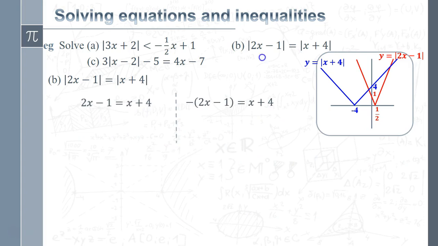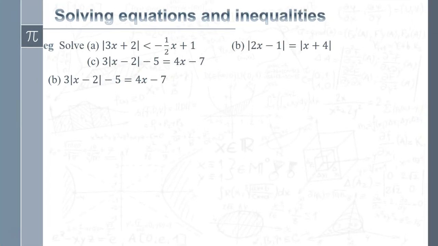Let's do the solving. On the left hand side there, we've got a value of x equals 5. That would be our point up here. And from this one here, we've got a value of x equals minus 1, which would be that point there. So there we go, there's our two solutions to our equation mod 2x minus 1 equals mod x plus 4. Right, so that's part B done. On we go to part C.